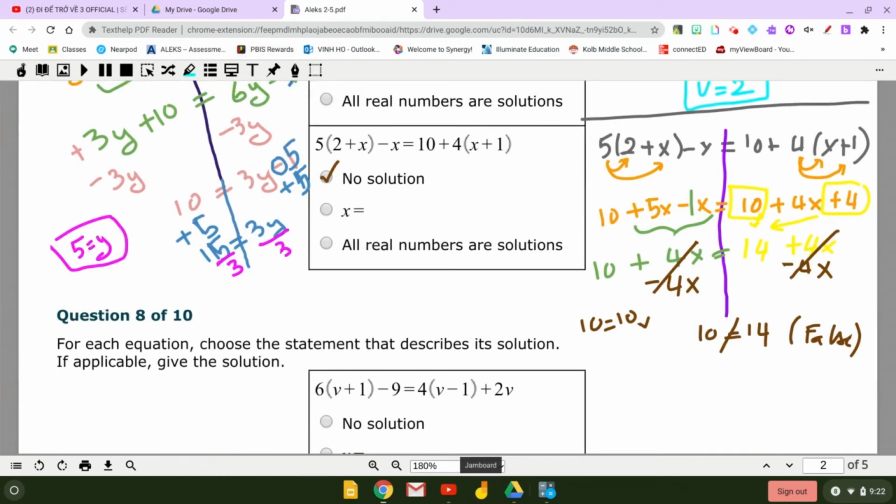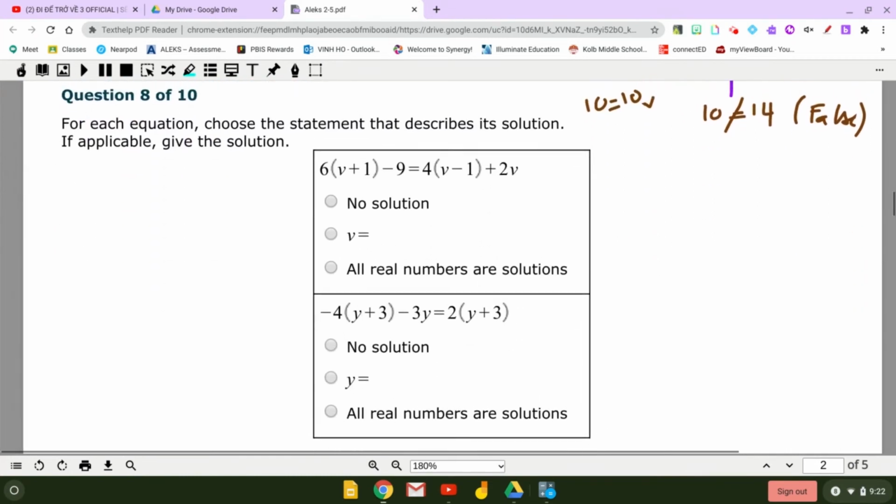All right, we're going to go down to problem 8. So basically with this one, you solve two equations. If there is a solution, then it's one solution. If you end up with a statement, then it's either no solution or all real numbers, depending on the last two numbers. If they're exactly the same, it's many solutions. If they're different, then it's no solution.